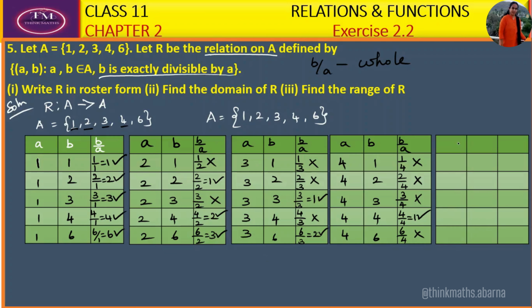Okay, so the last table: a, b, b by a. We have to take 6 from here.